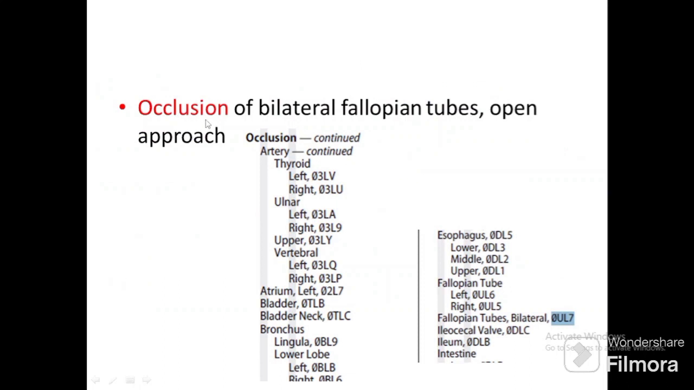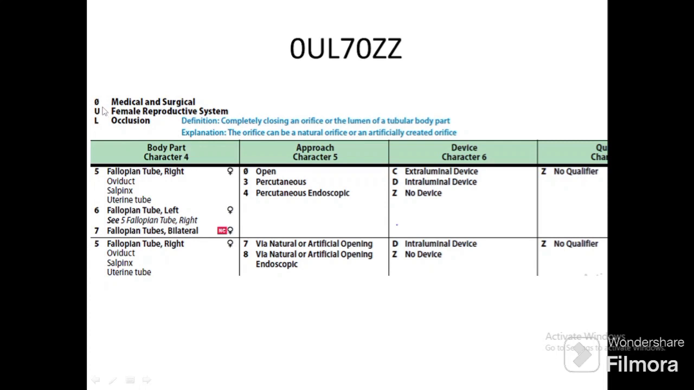The next procedure in the patient chart was occlusion of bilateral fallopian tubes. That means the tubal ligation of bilateral fallopian tubes is coded to the root operation occlusion. So we should search for the term occlusion from the index, and under occlusion we should search for fallopian tube, and under fallopian tube, bilateral. So we get the table 0UL. In table 0UL, you search for the body part, that is bilateral fallopian tubes, which is 7, and open approach, no device, and no qualifier.